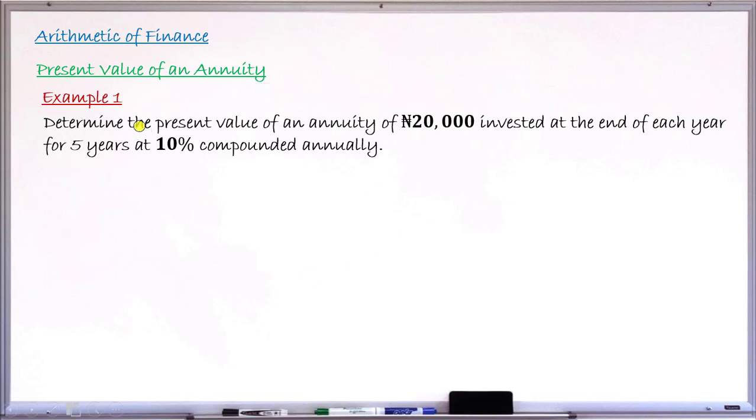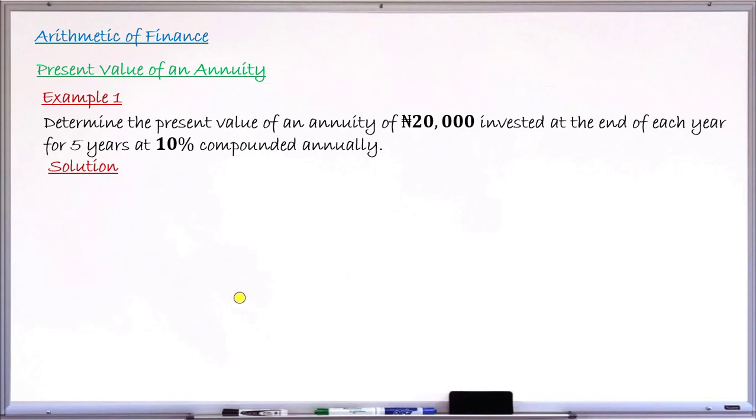Example number 1 says: determine the present value of an annuity of 20,000 naira that is invested at the end of each year for 5 years at 10% per annum compounded annually. So, the solution to this problem. Remember in our previous lesson, we learned how to find the amount of an annuity. If this were an annuity of 20,000 invested every year for a period of 5 years, and that investment offers 10% compound interest, calculated every year, this amount will now be something big. So we have to find a small amount today that will be equal to the size of our annuity.